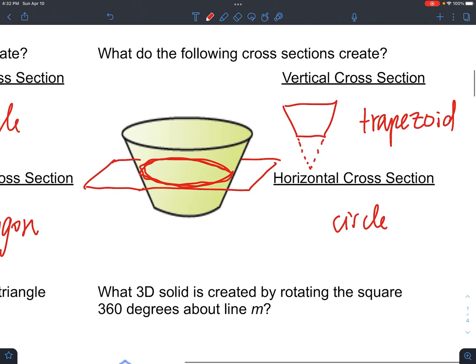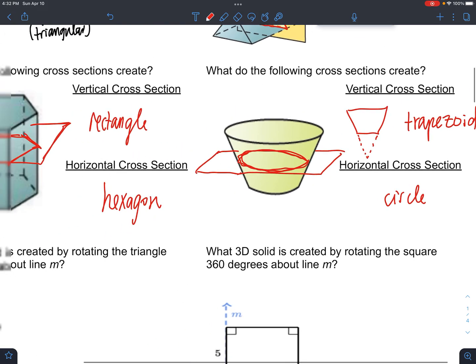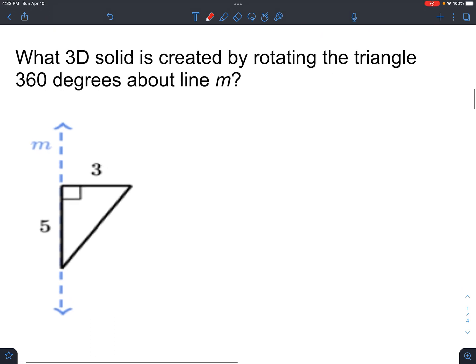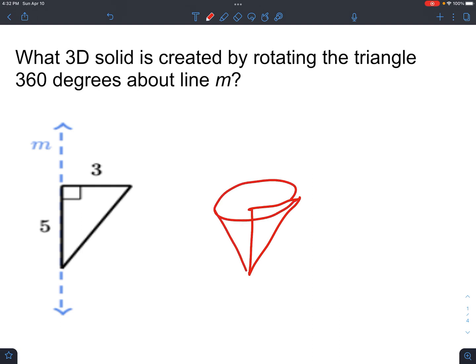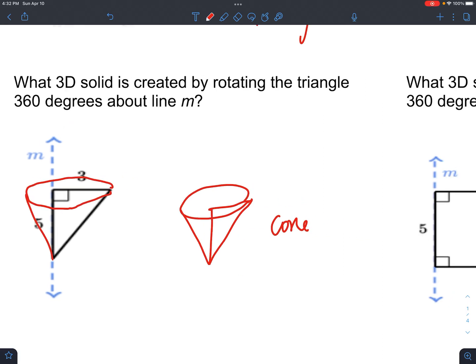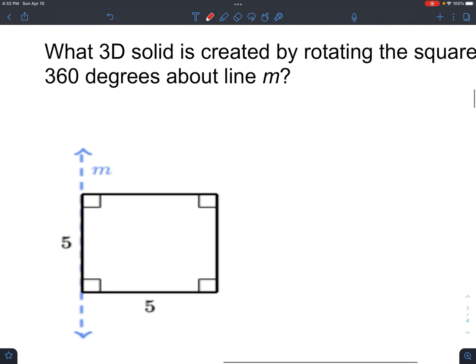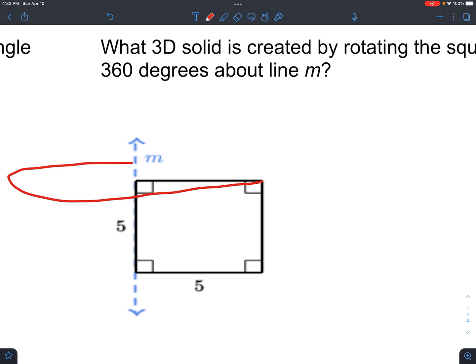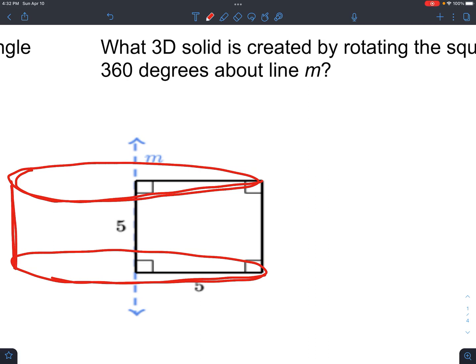Okay. Definitely saw this question on the packet I gave you guys: what 3D solid is created by rotating the triangle around line M? That would be, again, taking this triangle, rotating it like that, and it makes a cone. Remember, this triangle is coming at you and then circling back. And this one you kind of have to envision, maybe draw a little bit and say, okay, this vertex is going to go in a circle like this, and so is this one, and it should have an edge here. So again, this is a cylinder when you rotate it.